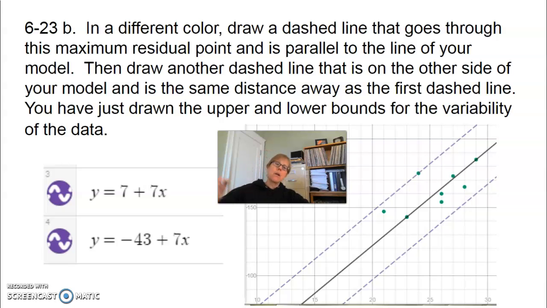But then for my lower bound, I want to go down 25. So all I did was negative 18 plus negative 25. That gives me negative 43. So my lower bound is just y equals negative 43 plus 7x, same slope. So you just find the highest residual, and then you add it to the y-intercept, and then subtract it from the y-intercept and graph those two lines, keep the slope the same, and you've got your upper and lower bounds.